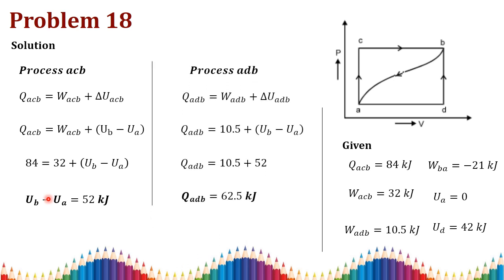With this, we need to find Q of ADB. For this process, you substitute in the first law of thermodynamics: Q of ADB is equal to W of ADB plus delta U of ADB. This delta U of ADB can be written as UB minus UA. Here we know the work done of ADB as 10.5 kilojoule and UB minus UA as 52 kilojoule. So we substitute all the values to get the answer to the first question: Q of ADB as 62.5 kilojoule.